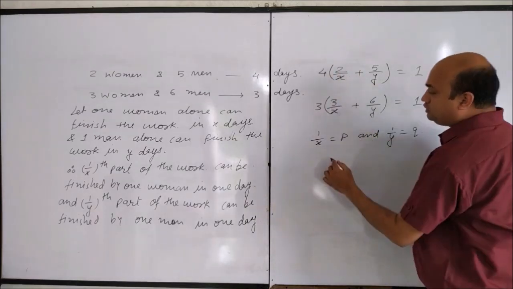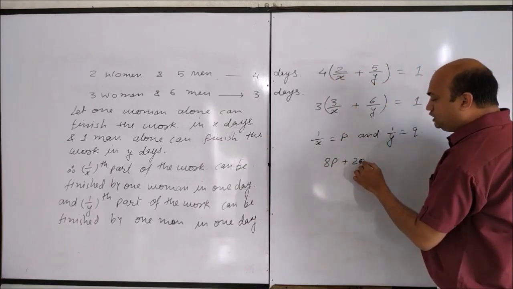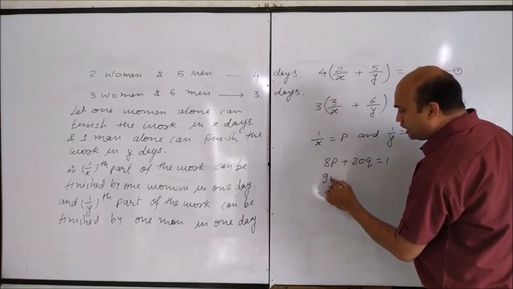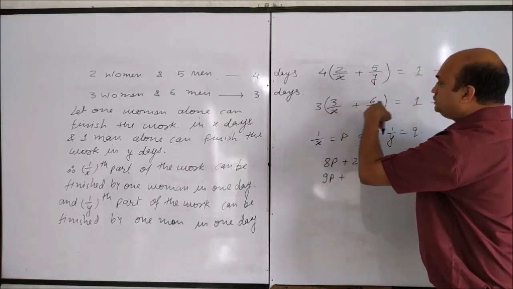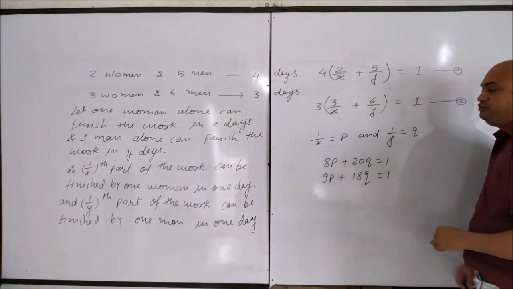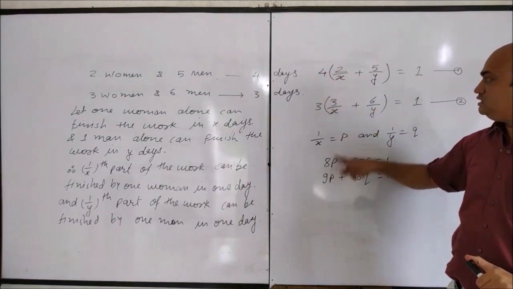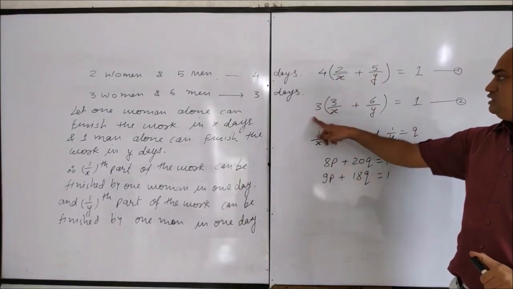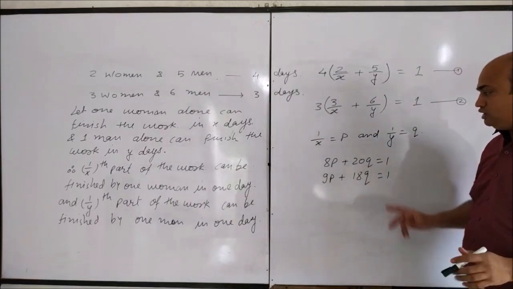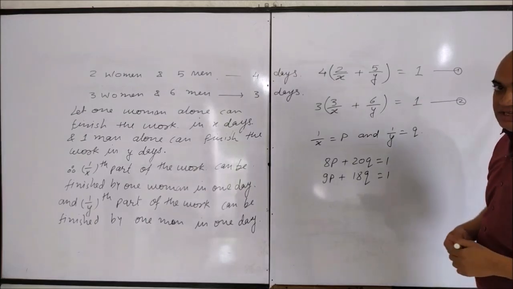Then it will be 8P plus 20Q is equal to 1 and 9P plus 18Q is equal to 1. You see, this 4 we multiply to this 2, 4 2s are 8 and 4 5s are 20. Here 3 3s are 9 and 3 6s are 18. Now you see, these equations we solve by cross multiplication method.